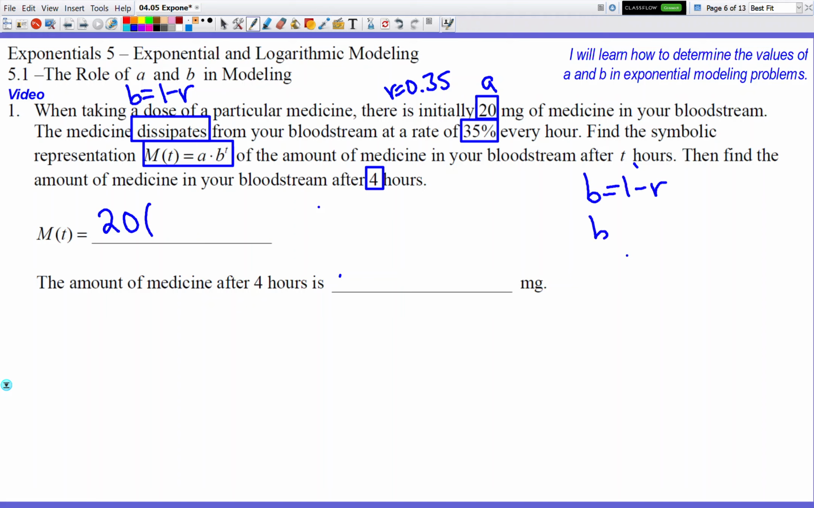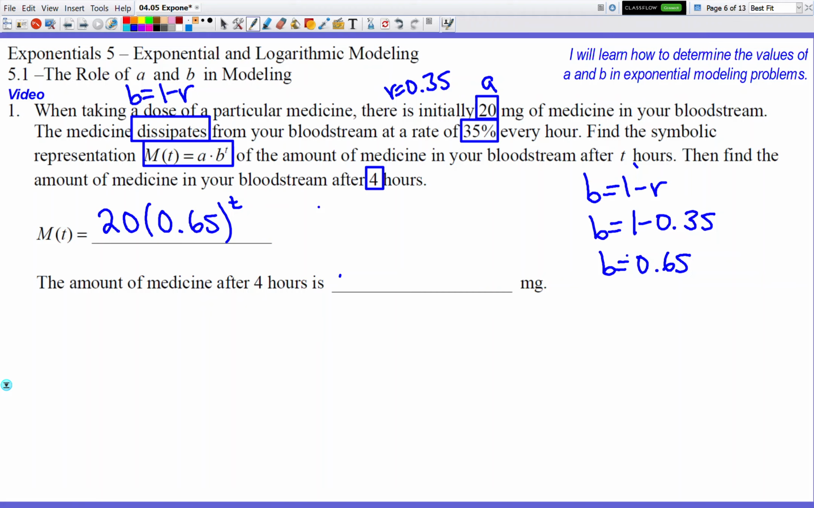So basically b equals 1 minus 0.35. And when that gets computed, we get 0.65. So that's going to be my b value. So I'm going to put a 0.65 in the parentheses, and then I'm going to put it to the power of t. So we just made the symbolic representation for this problem, or you can call it your formula, right?